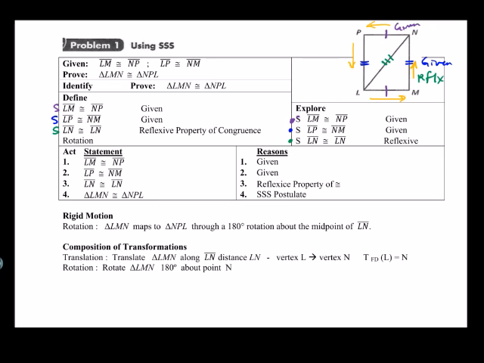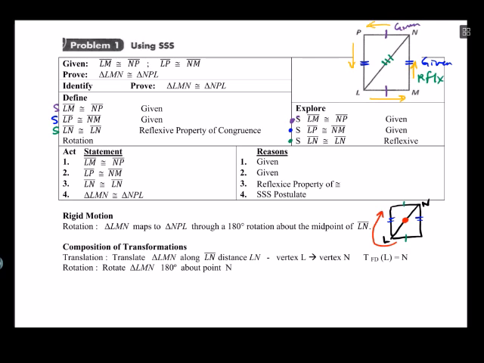Now we are also asked to determine what rigid motion would map one figure onto another, and we have seen this before. Easiest one probably would be to simply rotate 180 degrees about the midpoint of segment LN. So we would rotate that one up and all of our corresponding parts would match up.